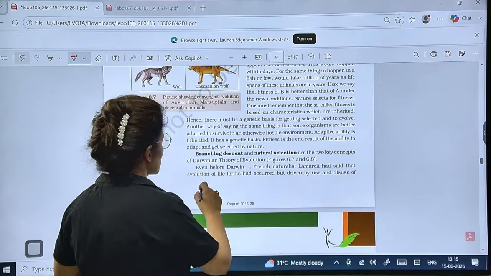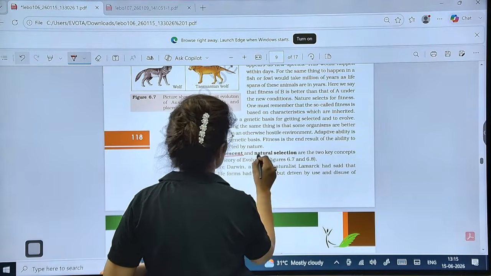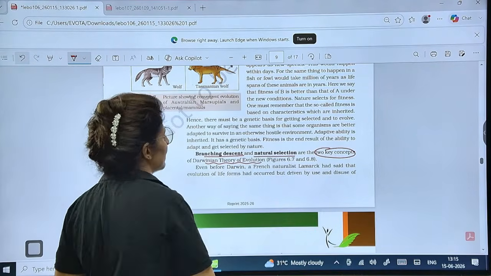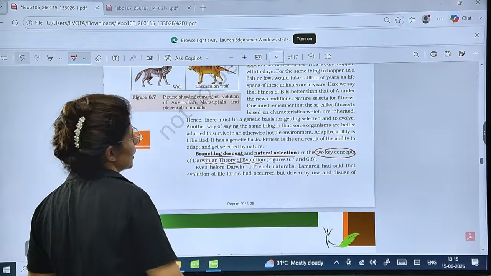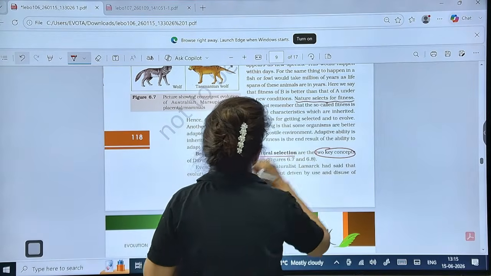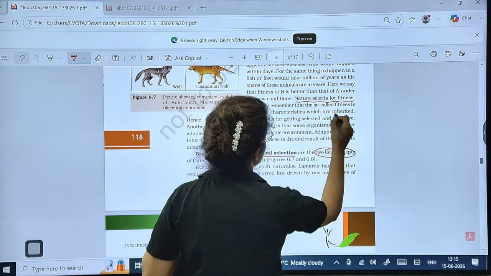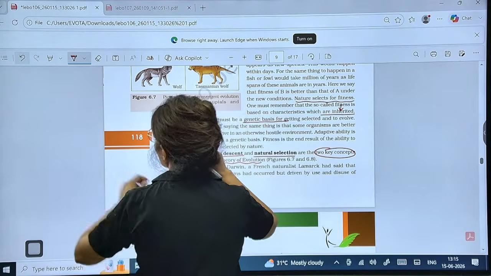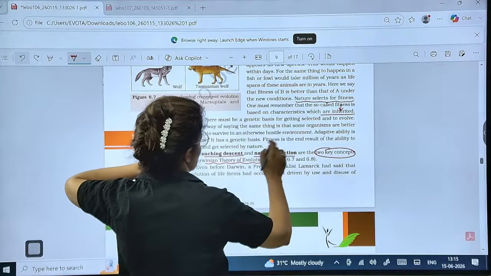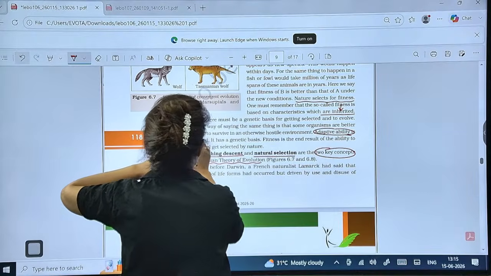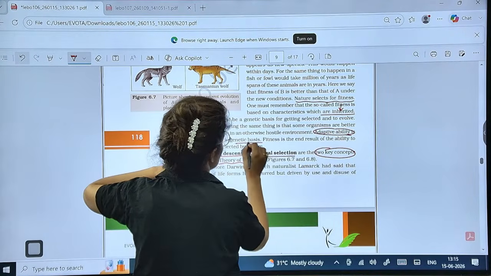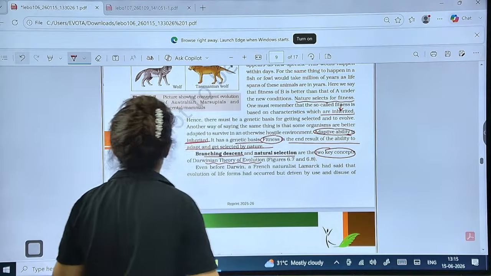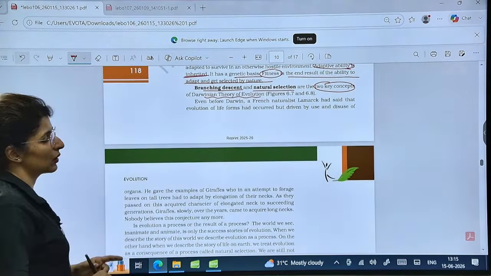Then, so that is why, see, branching descent and natural selection are the two key concepts of Darwinian theory of evolution. So see, according to him, nature selects for fitness. So fitness, and this fitness is inherited. Is that clear? There must be a genetic basis for getting selected. So adaptive ability is inherited basically, and it has genetic basis. Fitness is the end result of ability to adapt and get selected by nature. Is that clear to all?